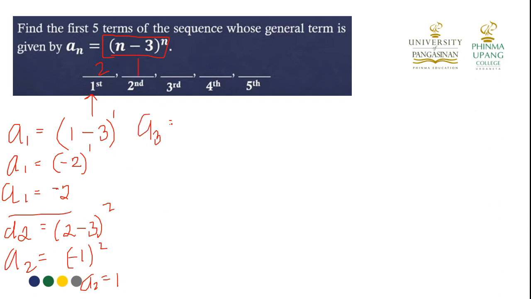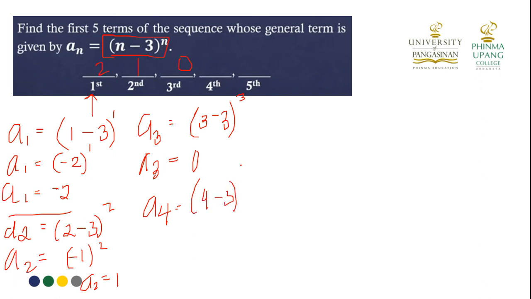Then let's move on to a sub 3. This is 3 minus 3, raised to 3. Zero po, sir. So a sub 3 is 0. And how about the a sub 4? Answer of a sub 4, 4 minus 3 raised to 4. Positive 1. The answer is 1.